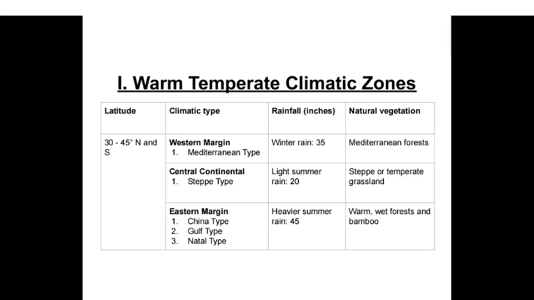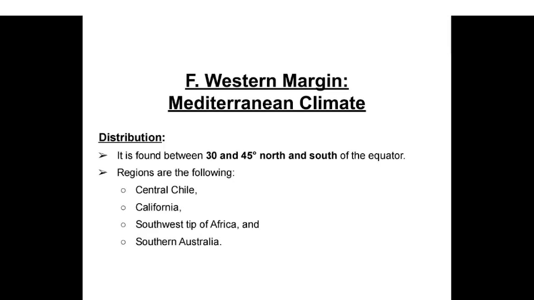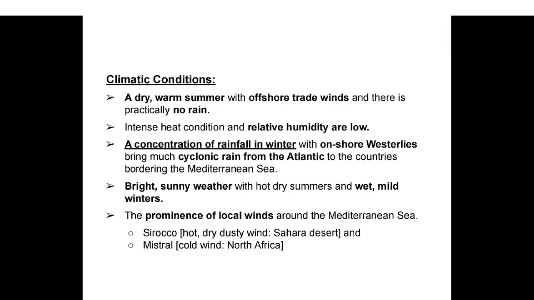forests and bamboos. Western margin Mediterranean climate. Distribution: it is found between 30 and 45 degrees north and south of the equator. Regions are the following: Central Chile, California, southwest tip of Africa, and southern Australia.